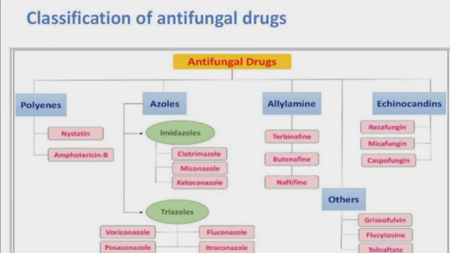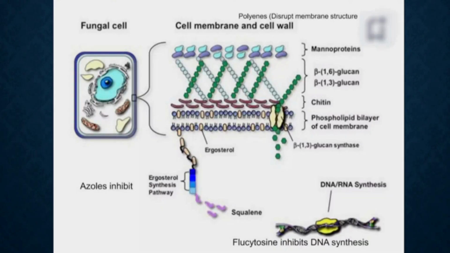Now, we can broadly classify the antifungal drugs into 4 main headings: polyenes, azoles, allylamines, and echinocandins. And our focus today will be on the triazole group, mainly itraconazole. As we can see, this is the structure of a fungal cell, and the fungal cell membrane mainly consists of ergosterol, which is synthesized from squalene. The azole group mainly inhibits the synthesis of ergosterol from squalene, and thus breaks down the fungal cell membrane, and exerts its antifungal action.